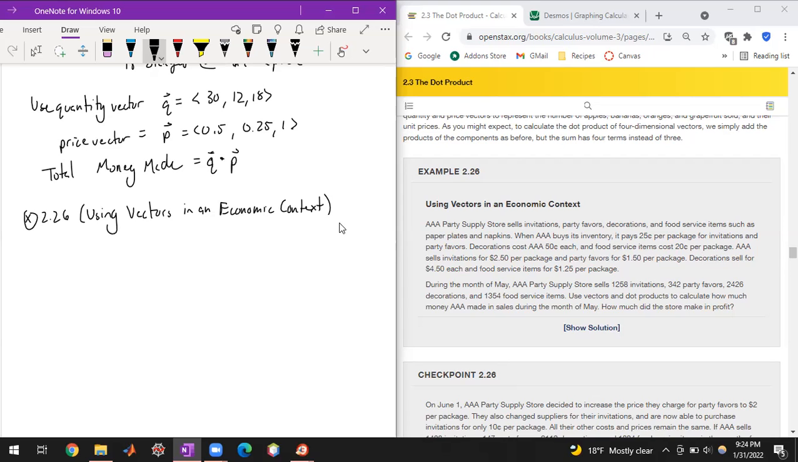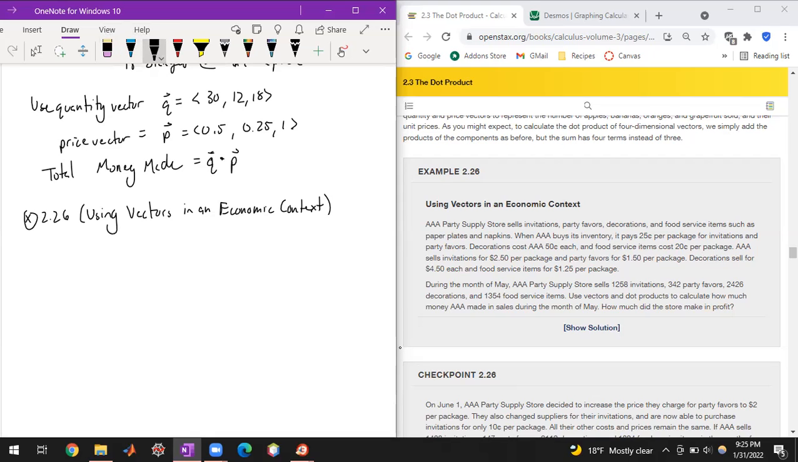During the month of May, AAA Party Supply Store sells 1,258 invitations, 342 party favors, 2,426 decorations, and 1,354 food service items. So using vectors and dot products to calculate how much money they made during the sales of May, how much did the store make in profit?